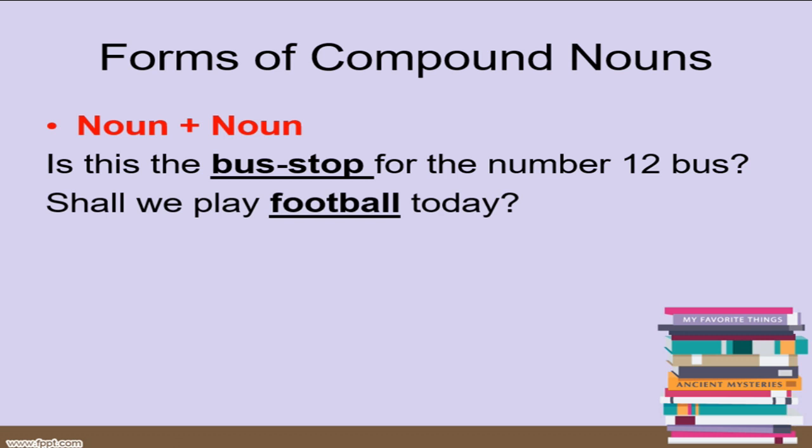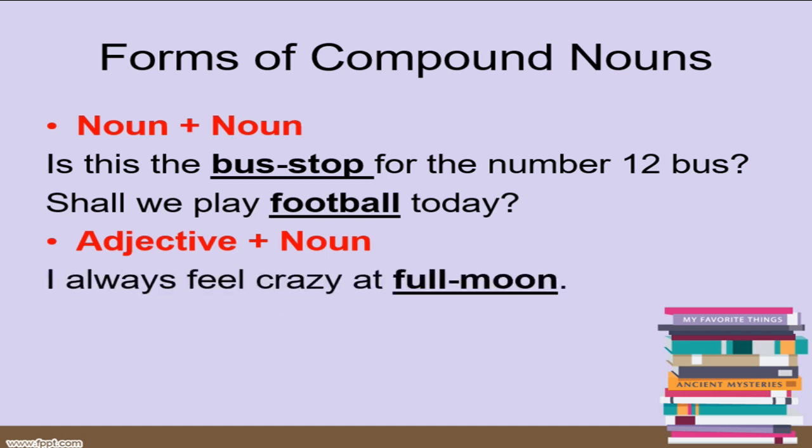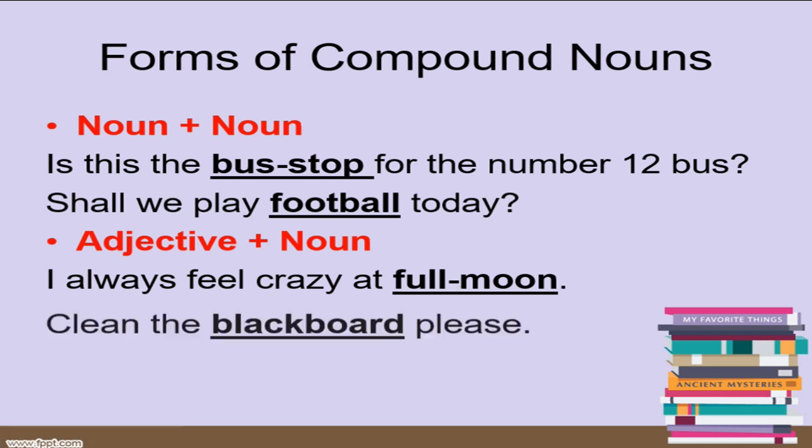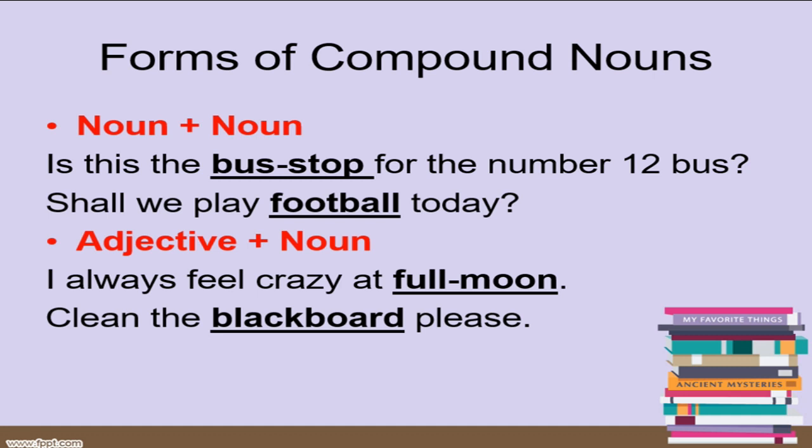Okay? Number two, adjective with noun. For example, I always feel crazy at full-moon. So full here is an adjective and moon here is the noun. And also I used here this mark, the hyphen. Clean the blackboard, please. So here black is an adjective and board is a noun. Okay, we can deal with colors as adjectives. I use the color as an adjective. So, clean the blackboard, please. As we said in the last example, we can use the hyphen or join the two words together without any space.